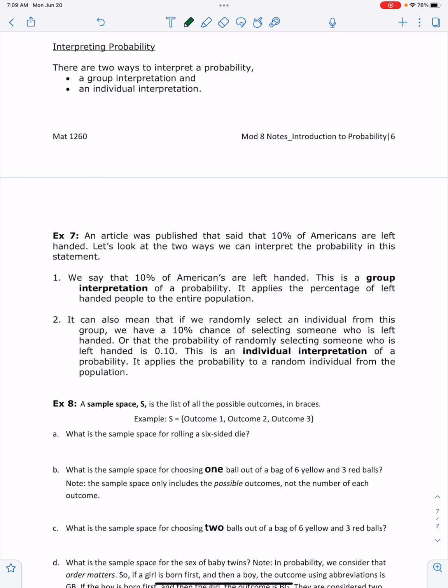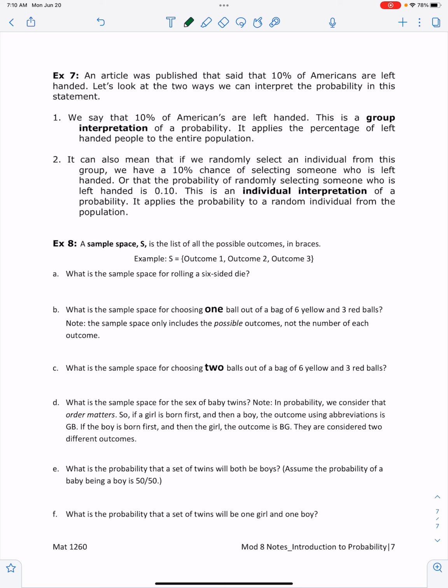We can also look at this individually. So point 2 says if I randomly meet a person, the probability that they are left-handed is 0.1 or 10%. Okay. So we can look at this in terms of the entire population or in terms of an individual, and it's going to depend on what our situation is.